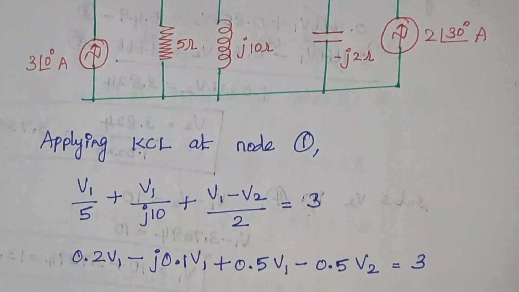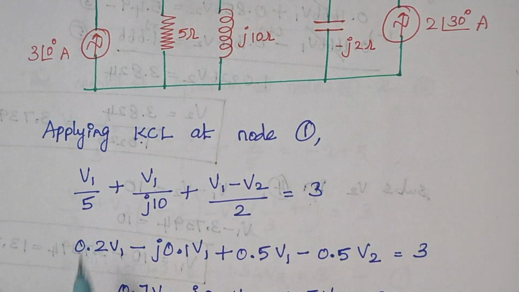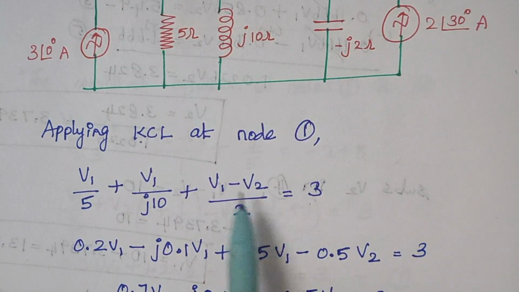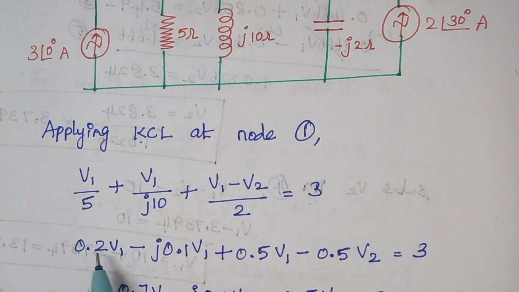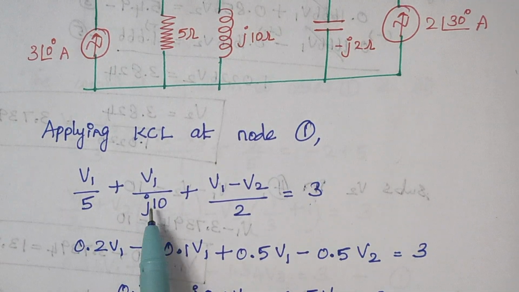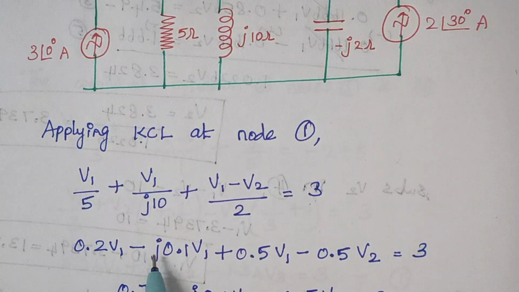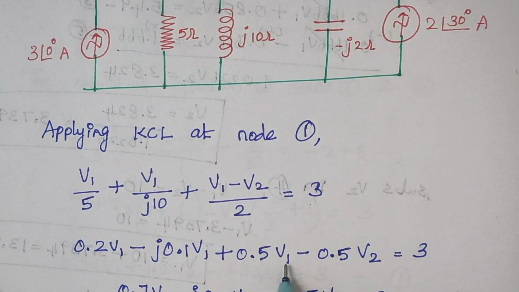Now we are going to solve this equation. That is, we are going to simplify this equation. So 1 divided by 5 is 0.2 and 1 divided by 10 is 0.1, and again V1 minus V2 by 2 gives you 0.5. Therefore 0.2 V1 minus, here whenever this J term is moved to the numerator part, there is a sign change. So here it is plus J. I am moving this to the numerator, therefore it becomes minus J. Therefore, minus J 0.1 V1 plus, here 1 by 2 is 0.5. Therefore, 0.5 V1 minus 0.5 V2 equal to 3.